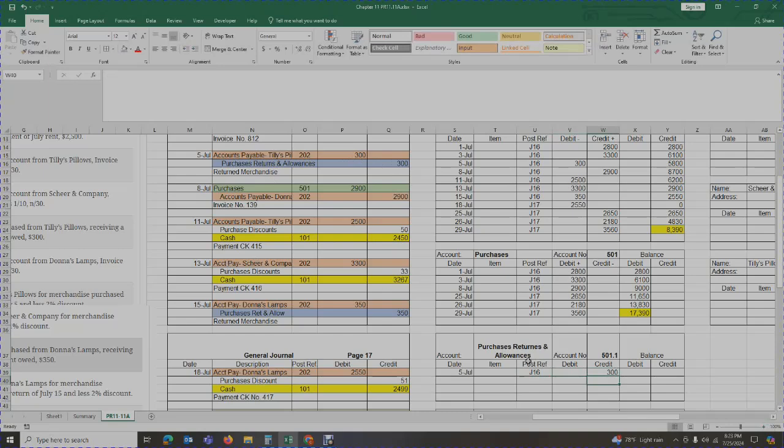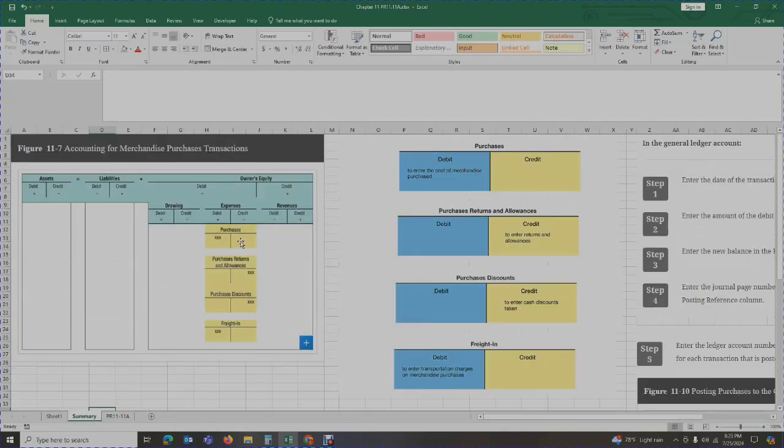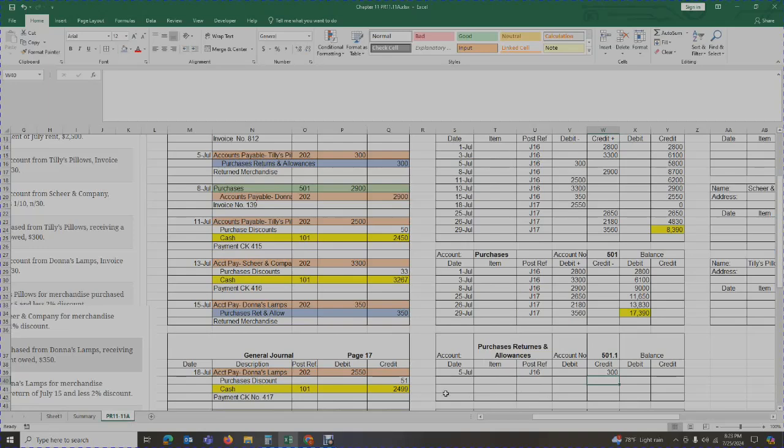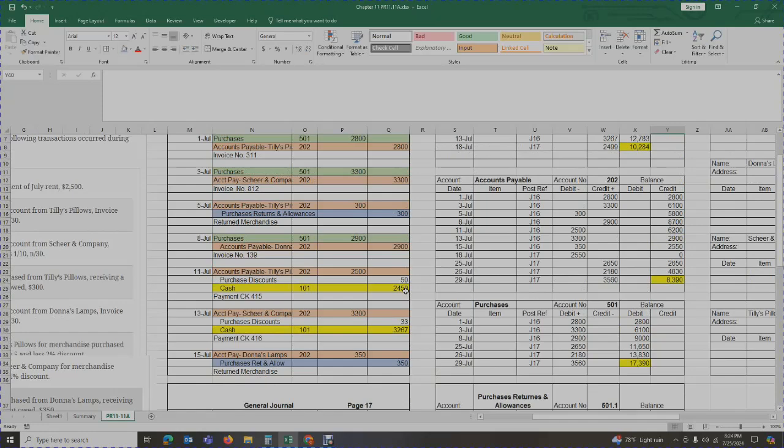Okay, now let's look at purchases, returns, and allowances. A debit increases, a credit decreases. Well, that's for expenses. This is a contra expense account, so it will be the opposite. My balance will always be a credit. So a credit we add, and a debit we subtract. So for purchases, returns, and allowances, we've got a credit of 300 on the 5th, and this is account number 501.1.